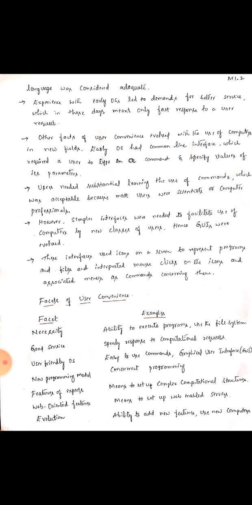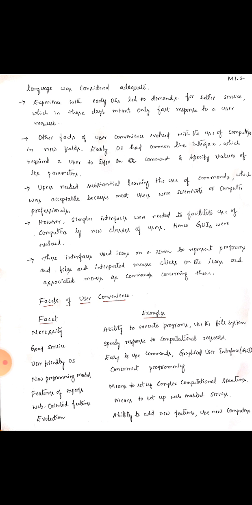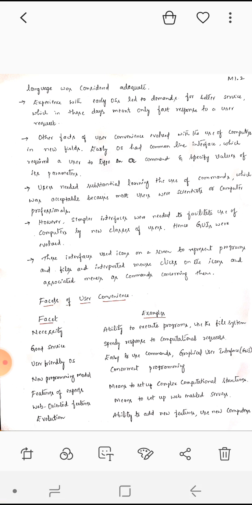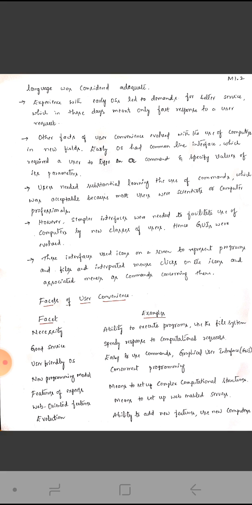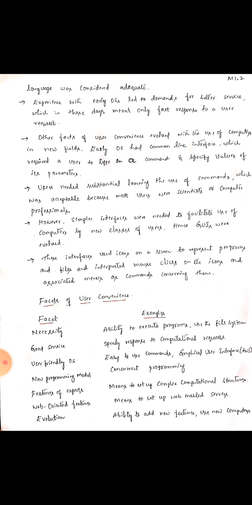The next feature we have is the new programming model. Here in the new programming model we are talking about concurrent programming. If we have 10 programs, we are not waiting for the first program to get executed, then going to the second one, and once the second is done, going to the third one. No, the operating system we are using should have concurrent programming, which means more than one program should be executed simultaneously. Similarly, we have different features like export features, web oriented features, and evolution.